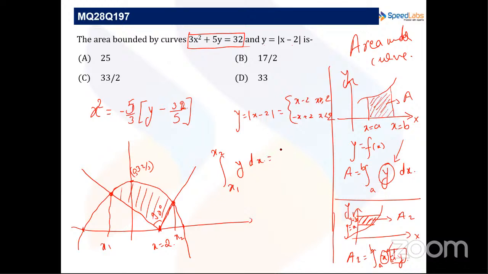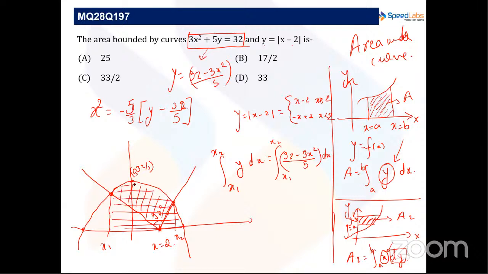If we integrate from x1 to x2 the equation of the curve, that is y dx, we are finding the area with respect to the x-axis. So the value of y is 32 minus 3x square by 5, so that is the integral of 32 minus 3x square by 5 dx. Now, if you do this, you will get this whole area. But we do not require the whole area. We require only the area in which we are getting these two lines of intersection. So here we have one triangle.